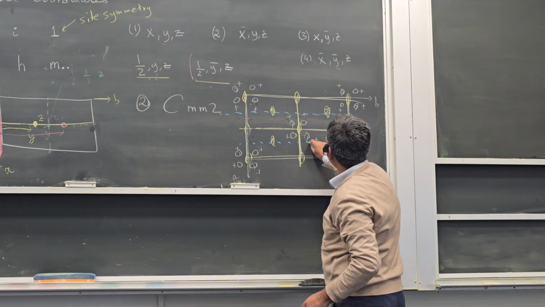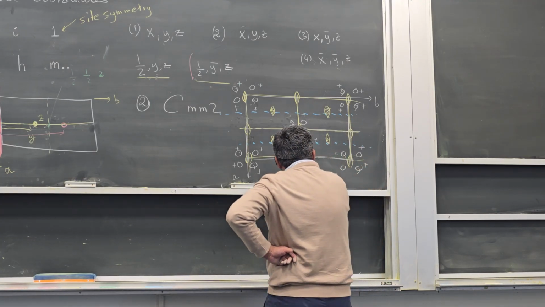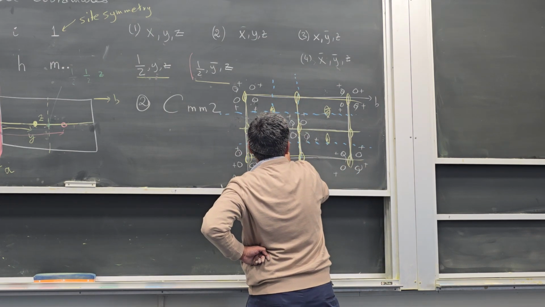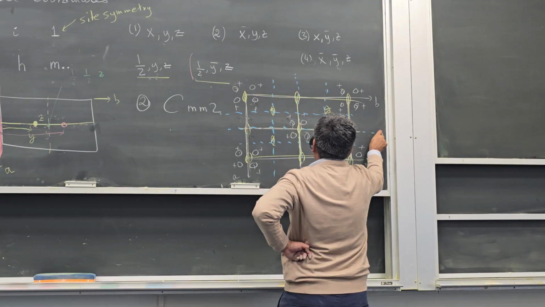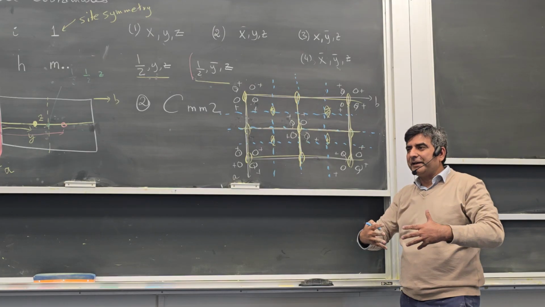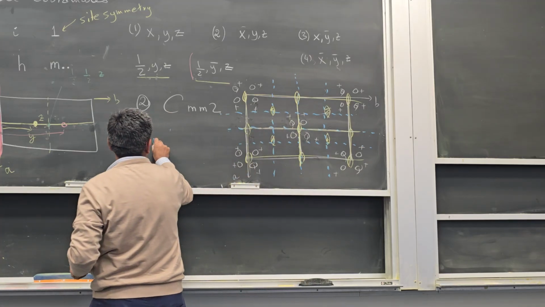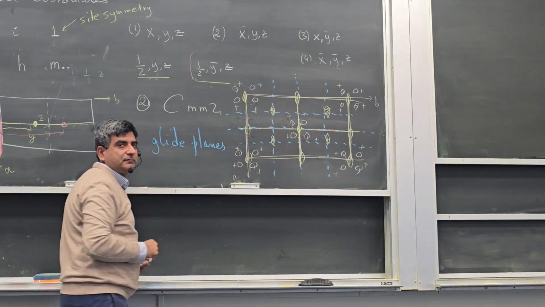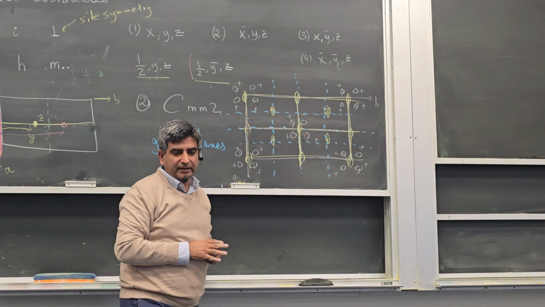Likewise, this is another such plane. And this is another such plane. Here, and here, and here, and here. So these additional planes are created, and they're more than mirror planes. They're mirror planes coupled with the translation. These are called glide planes. And they come out because we have this additional two-fold axis of rotation in the middle.